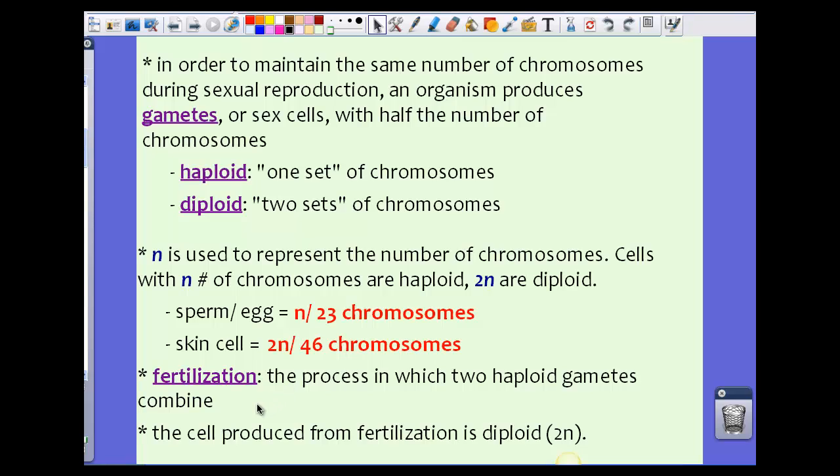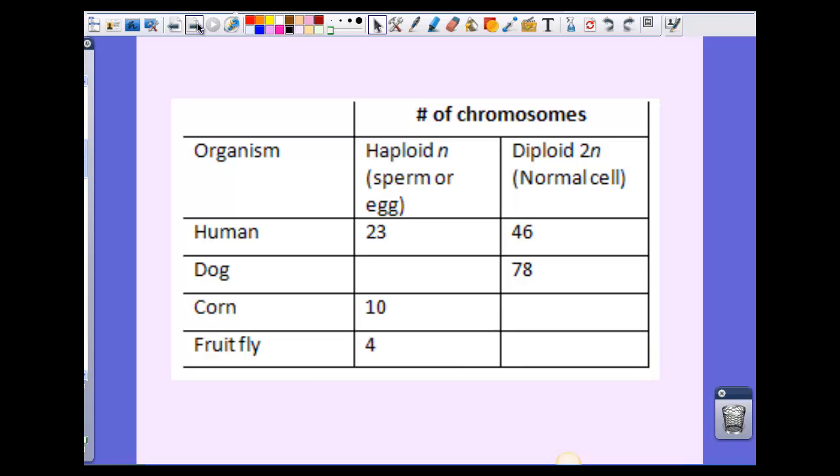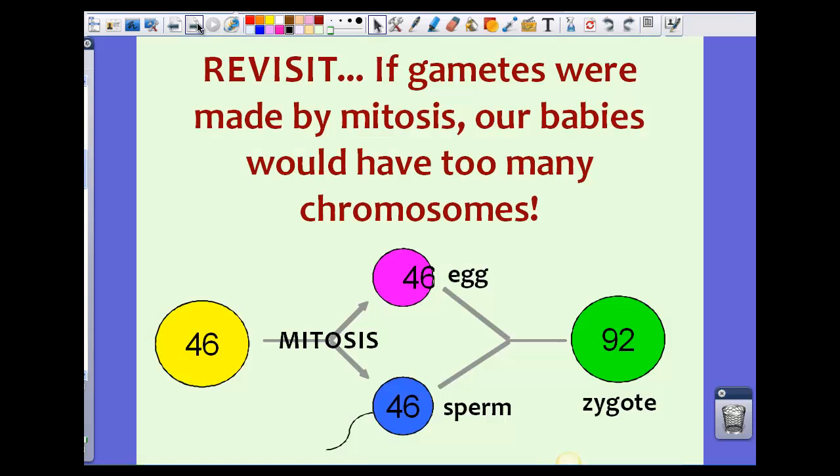Now, fertilization is the process in which 2 haploid gametes combine. The cell that's produced from fertilization is diploid. So let's see that in a picture form. Let's skip that for the moment. So let's revisit this little thing here.